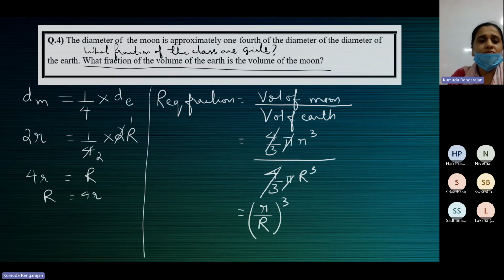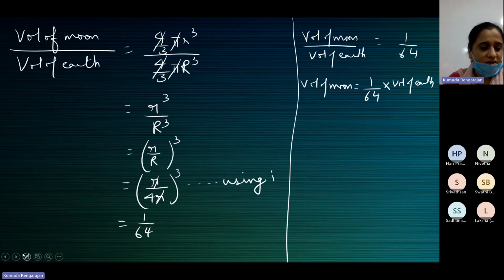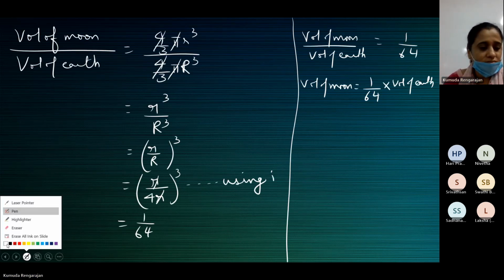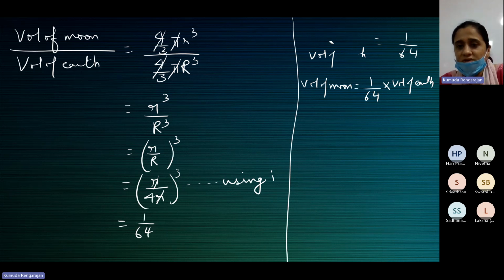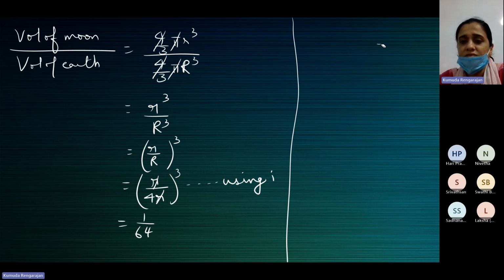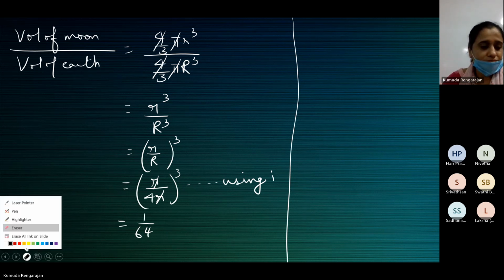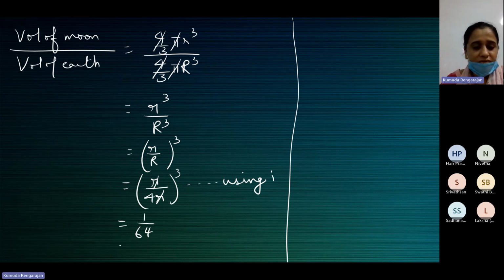But the question here is to find only the fraction. So the required fraction is 1 by 64. This is just for us to understand. So this is not a part of the answer. So this is the required fraction. The required fraction is 1 by 64.